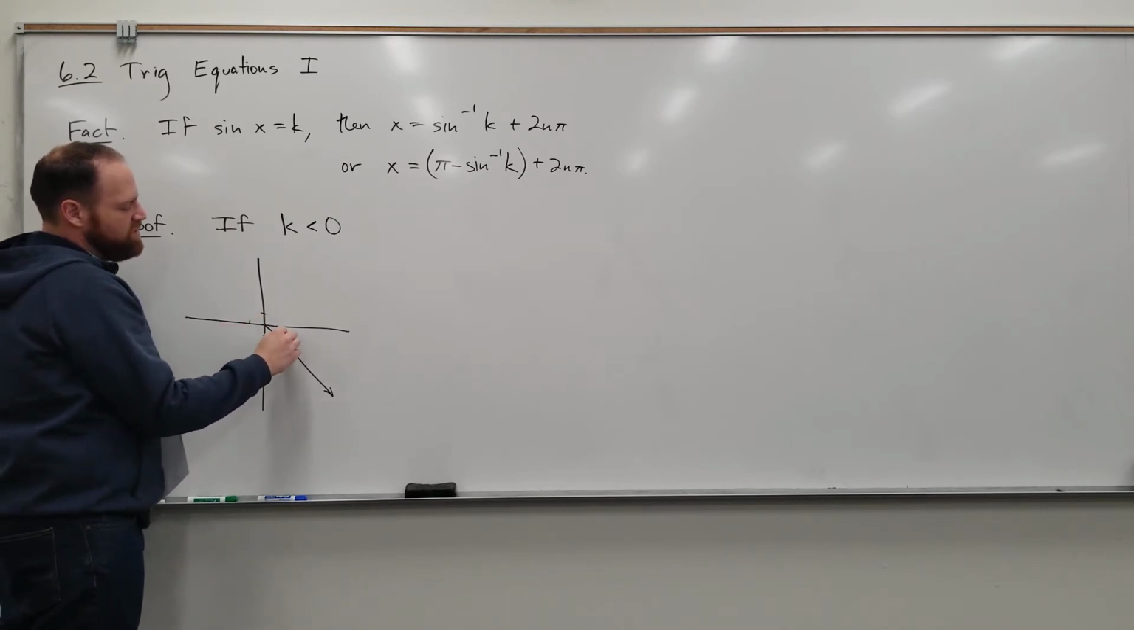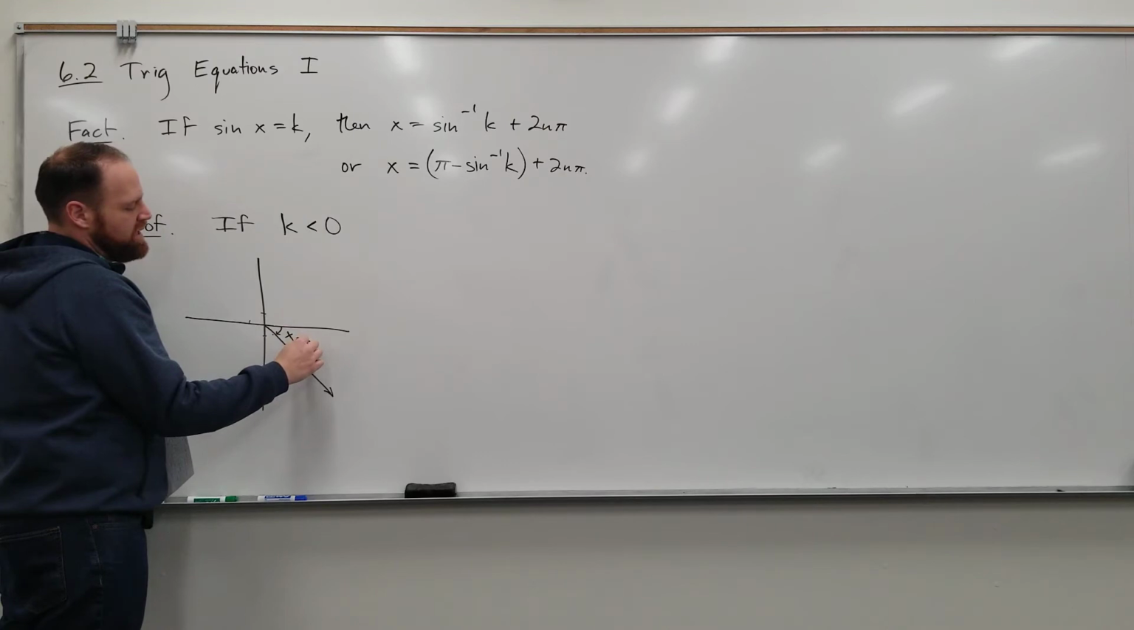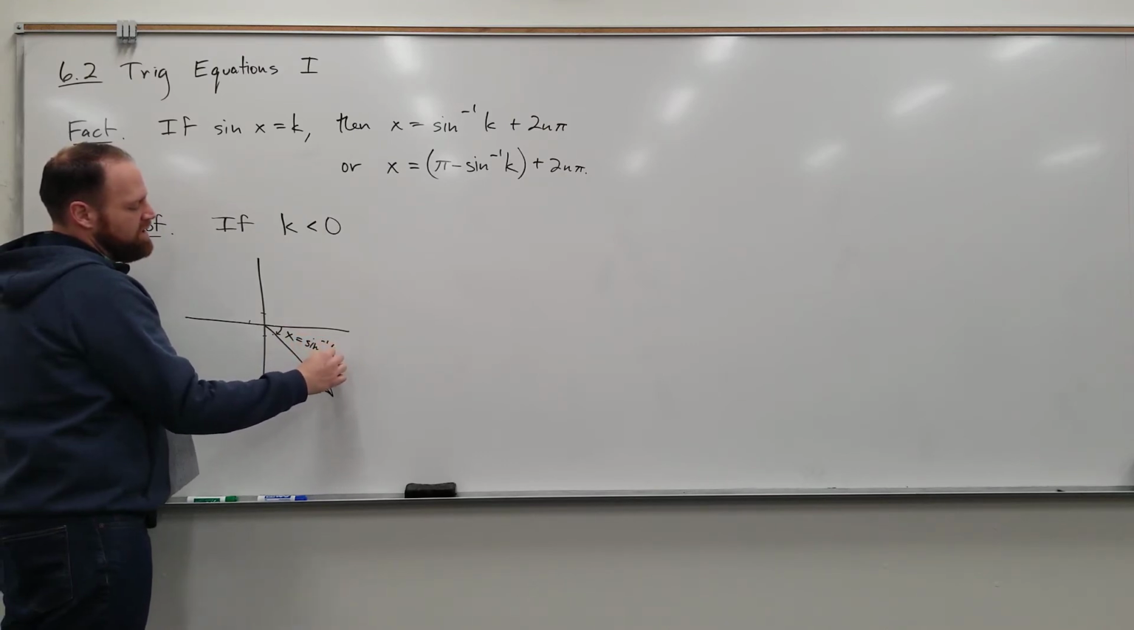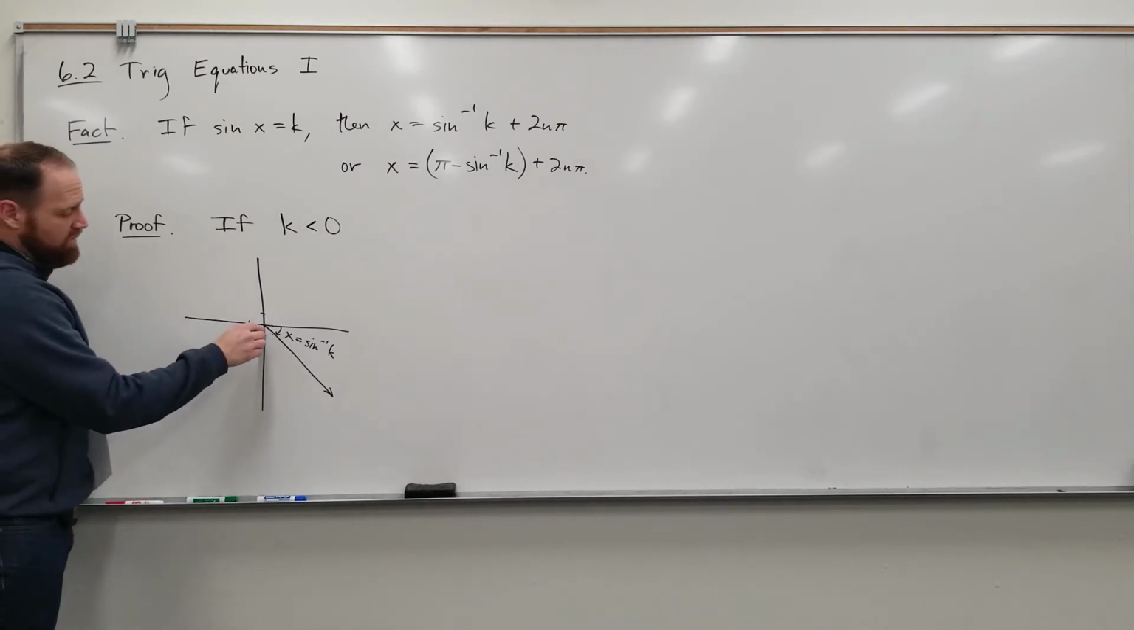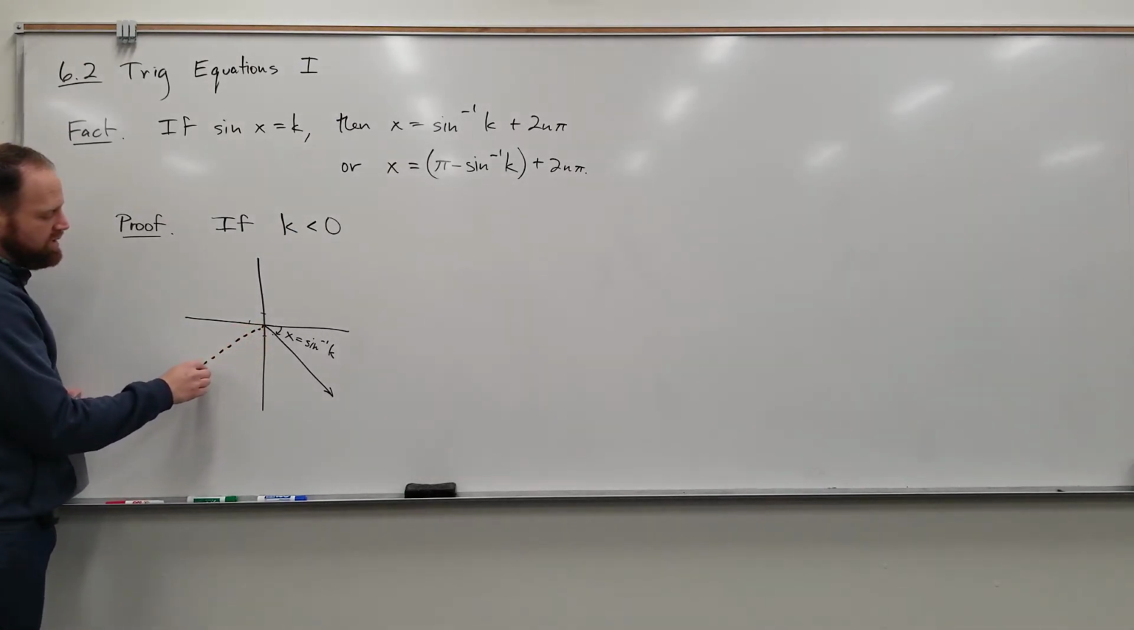So that is one solution, right? X here would be sine inverse of k, right? So that's one solution. But again, you could have another solution here in quadrant 3.